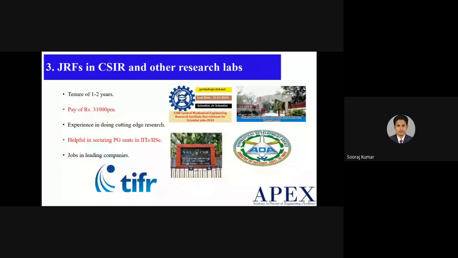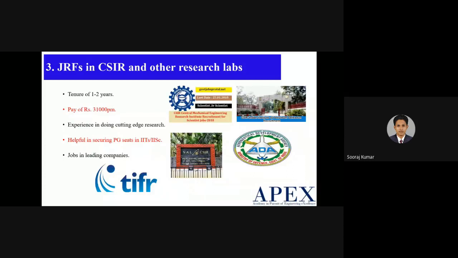And this JRF is not just given by these CSIR labs, it is also given by IITs. So that is another advantage. When it is given by IITs, you are recruited just by clearing GATE, and if the professor is happy with you in your interview, they will take you. If you are good in your job, they will take you for MS by research, which is a PG seat there. So that is the advantage of JRF. What is an easier way of getting into IITs? Just clearing GATE, which is actually very easy. So you can get an IIT or IISc PG seat.